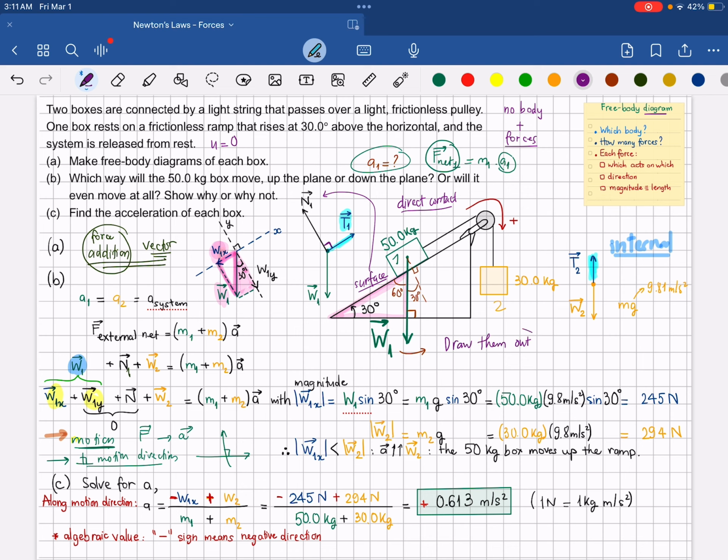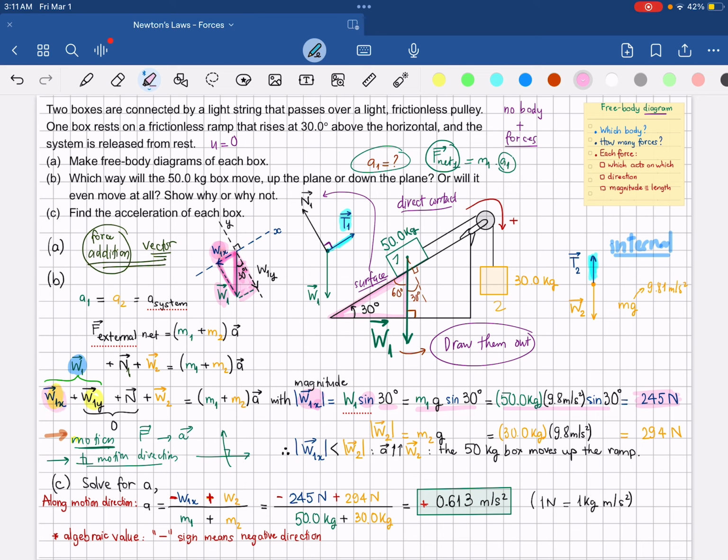Okay, so back to this point, we are at calculating the magnitude of W1x. This is a right triangle, so the Wx here is actually opposite to the angle. That's why it multiplies with the sine of the angle. Then we just need to plug in the values, and we find that the magnitude is 245 Newtons. Okay, so now we're done with this one.